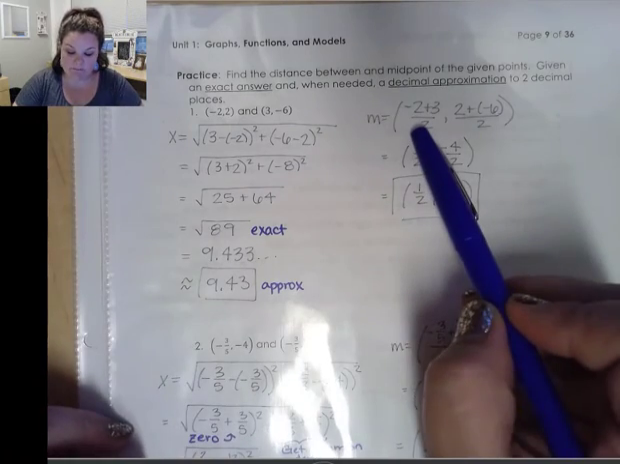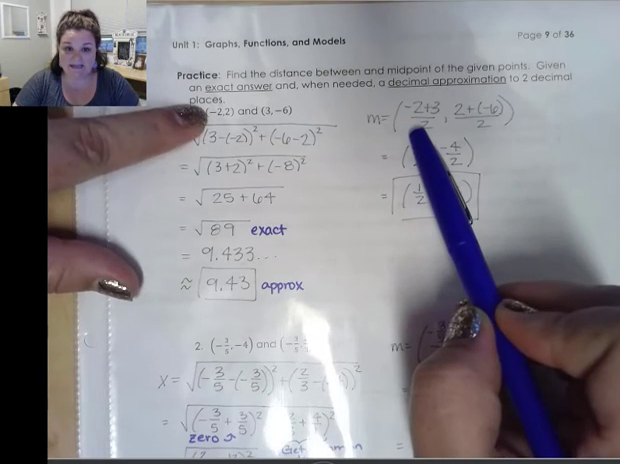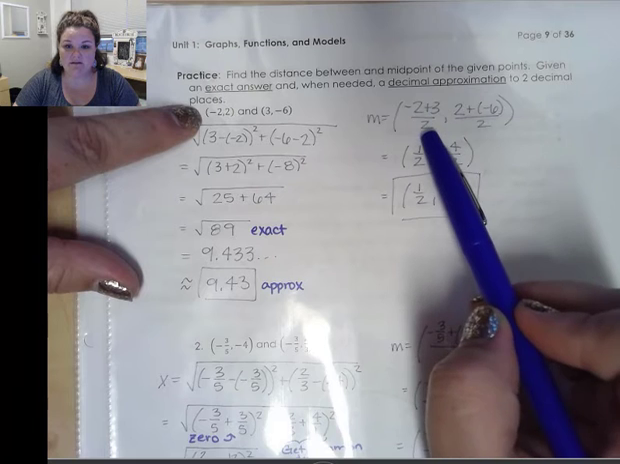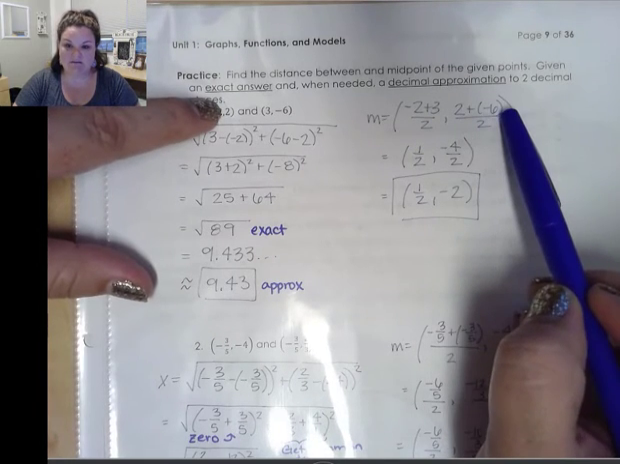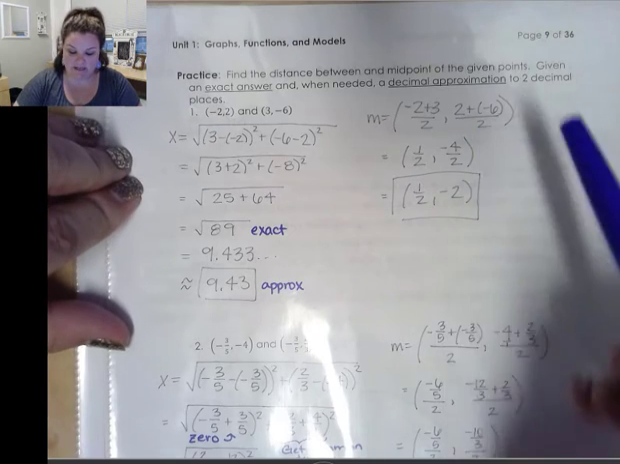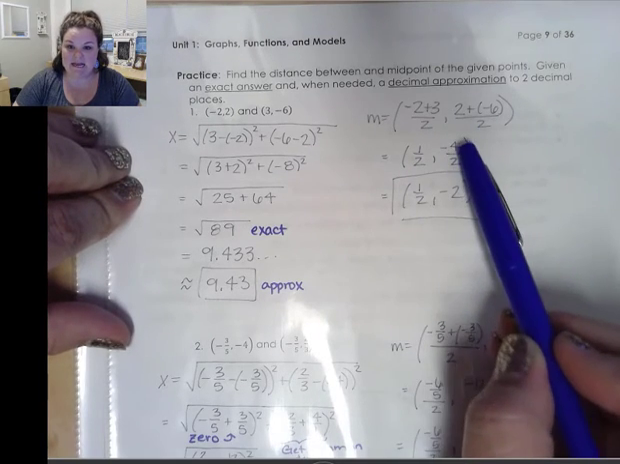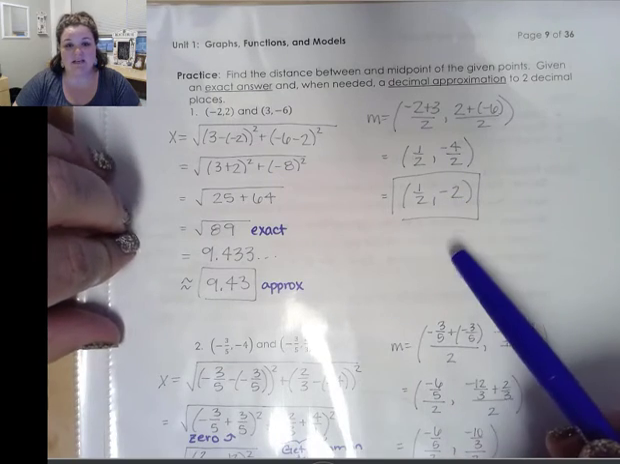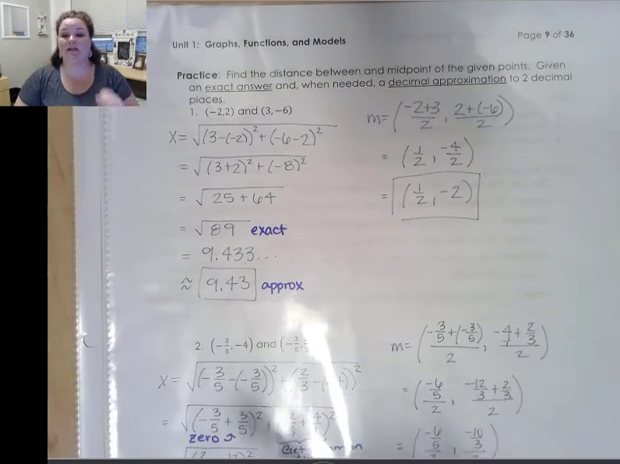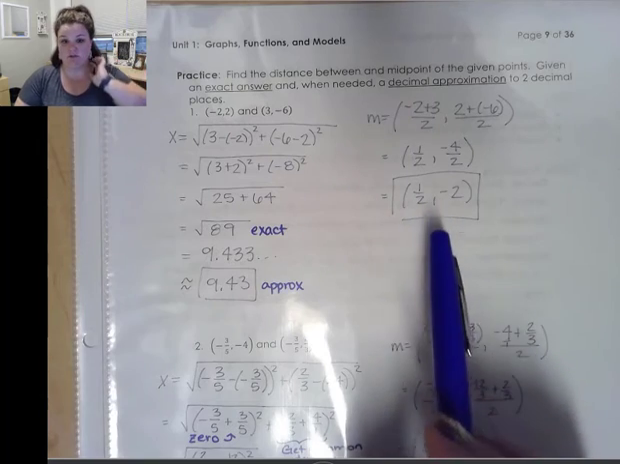Okay. When we do our midpoint, we're adding our x's, so negative 2 and 3, and dividing that by 2. And then we're adding our y's, so 2 and negative 6, and dividing by 2. That should give me 1/2 and negative 4/2. And when I reduce my y, that gives me -2. So my midpoint is (1/2, -2).